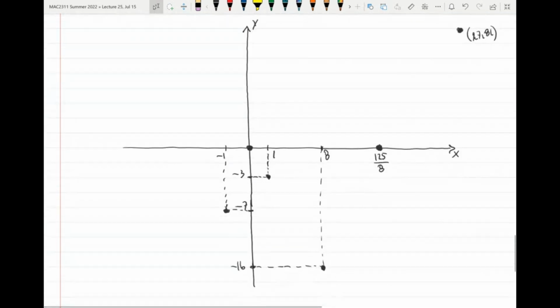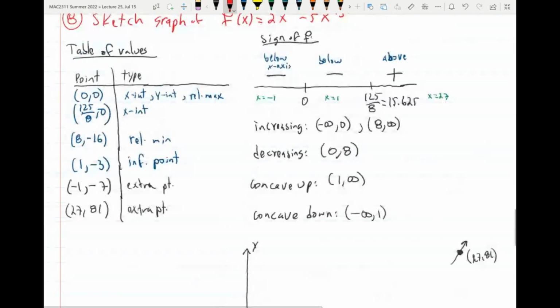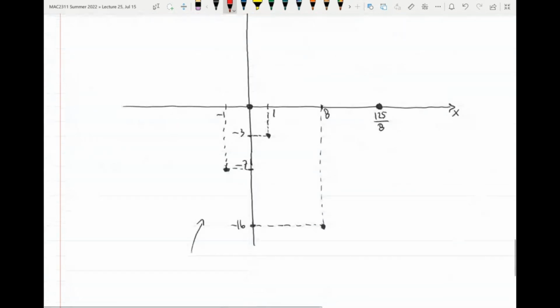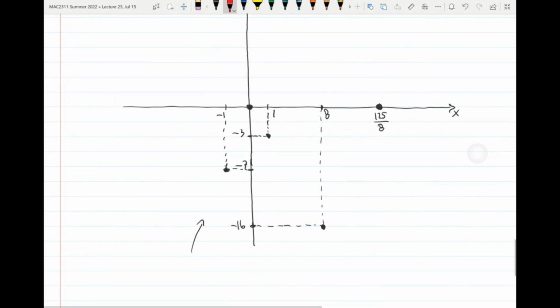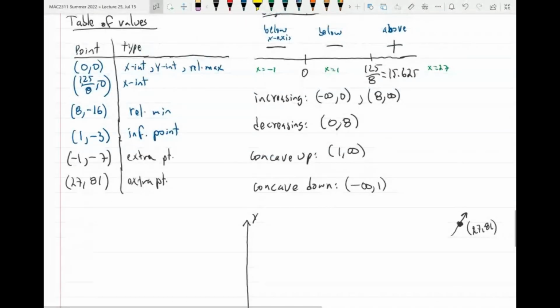Time to start graphing. Again, let's put this in perspective. So we're gonna come from down here, and we need to finish going through this point up here. Okay, let's start now joining everything together. So the function is gonna be below the x-axis all the way up to 125/8. Okay, very good.